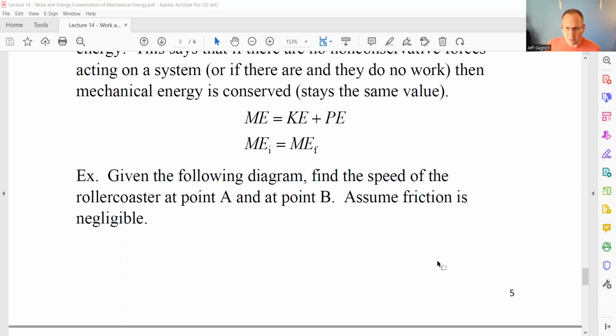Okay, let me give you some examples of this. So I'm going to first start with a classic example, and it's that of a roller coaster.